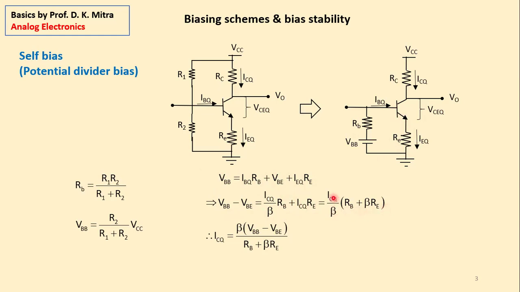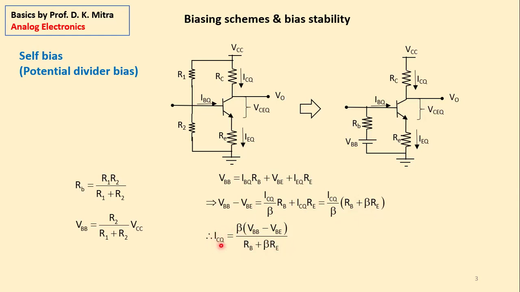So what is the value of ICQ? ICQ is VBB minus VBE multiplied by beta divided by RB plus beta RE. Once again, having decided upon beta and RB and RE, this will be your value of ICQ.